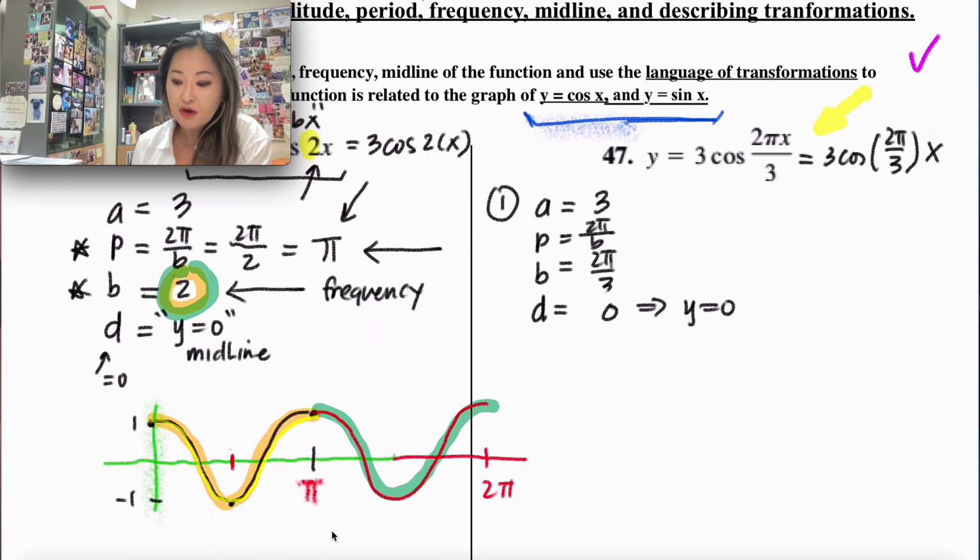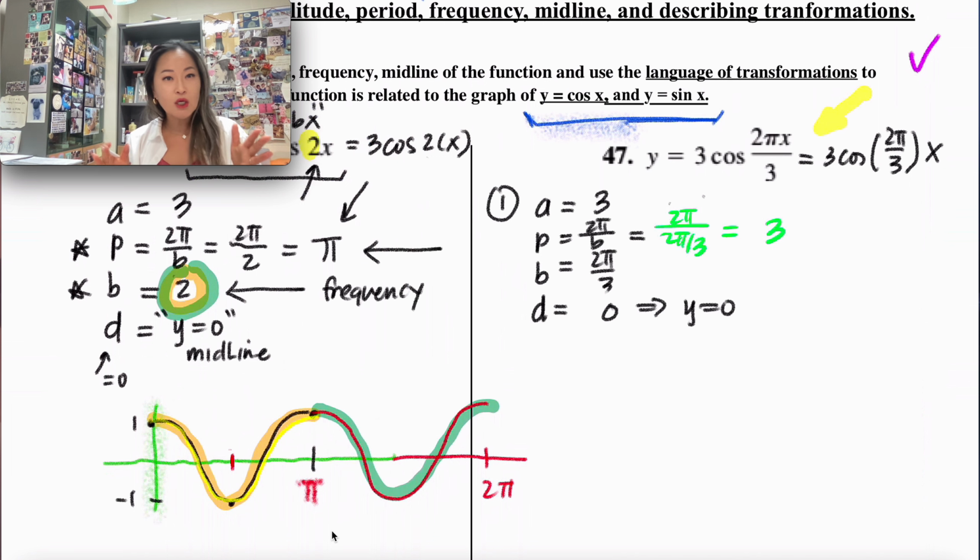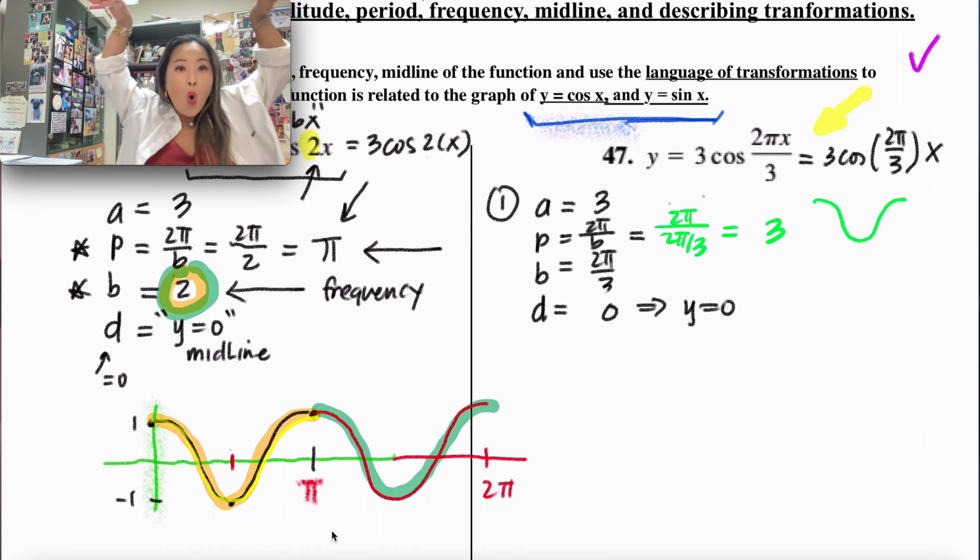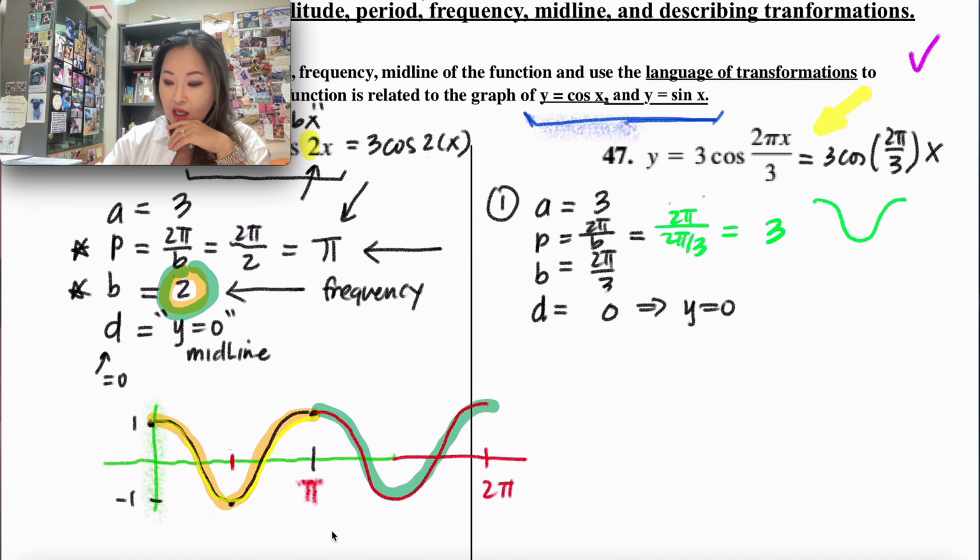Now, amplitude is 3, period is 2 pi over B. Let's complete that. 2 pi over B, that means it's going to be 2 pi over 2 pi over 3. So what's that going to be? It's going to be 3. The period is 3. That means the length of one cycle, a cosine function, looks like this, right? Now, a cosine graph ends at 3. That means it goes on for 3. It starts at the max, and it ends at the max at 3, okay?